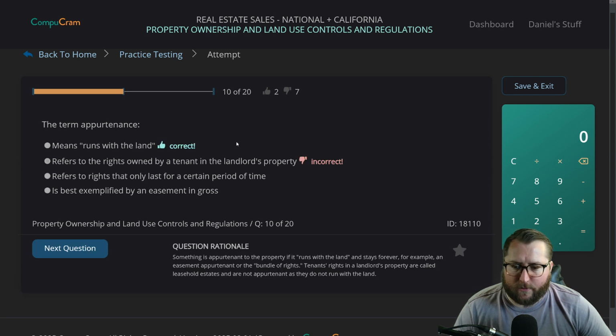Okay. So whatever, it goes with the land. Something is appurtenant to the property if it runs with the land and stays forever. For example, an easement appurtenant. The bundle of rights, tenants' rights in a landlord's property, are called leasehold estates and are not appurtenant as they do not run with the land. Okay, we just went over that.